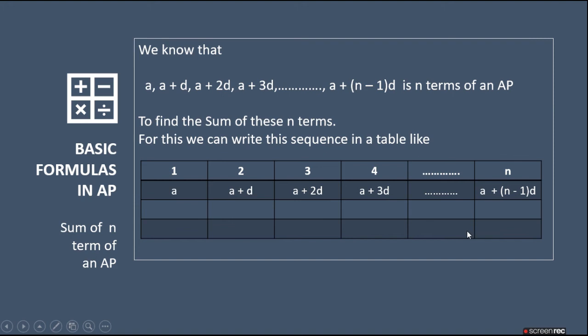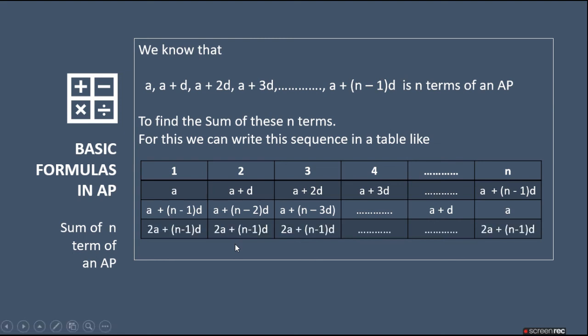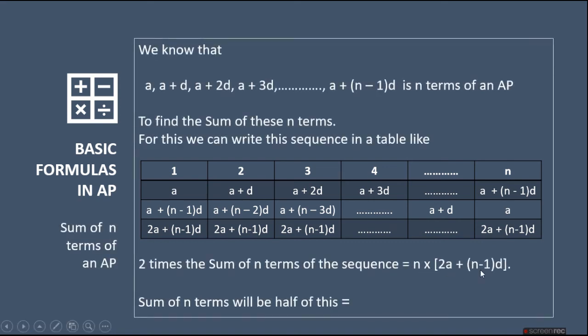To make the calculation easy, we will write this sequence once again in the reverse order like this. Now find the sum of each column. Here all the totals along the column are the same. So the grand total is n into 2a plus n minus 1 into d. 2 times the sum of n terms of the sequence equals n into 2a plus n minus 1 into d. Sum of n terms will be half of this, equal to n by 2 into 2a plus n minus 1 into d.